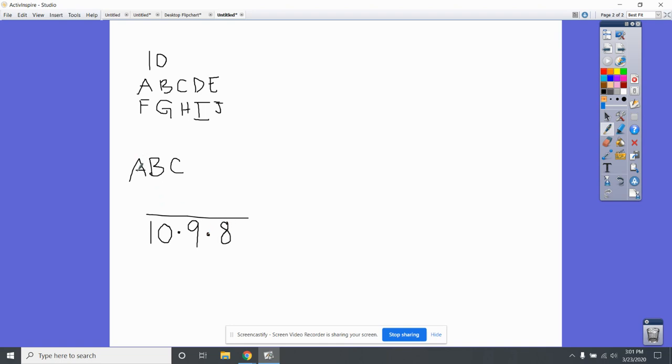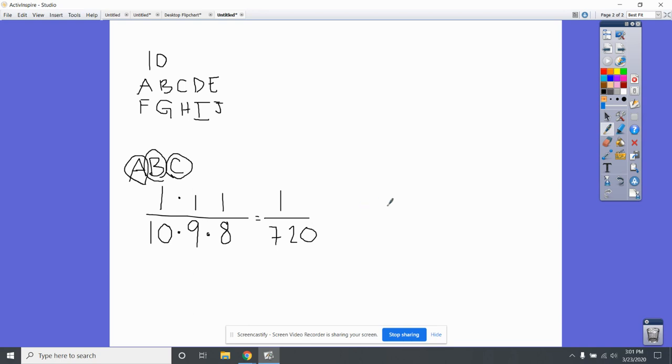If I do care about the order, the first time there's only 1 card I want, and it's A. The second time there's only 1 card I want, and it's B. And the third time there's only 1 card I want, and it is C. So then I can multiply those together: 1 times 1 times 1 is just 1. And 10 times 9 times 8, I just used a calculator, is 720. This is for if the order does matter.